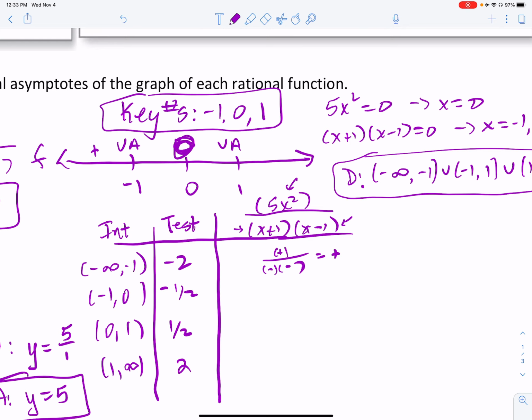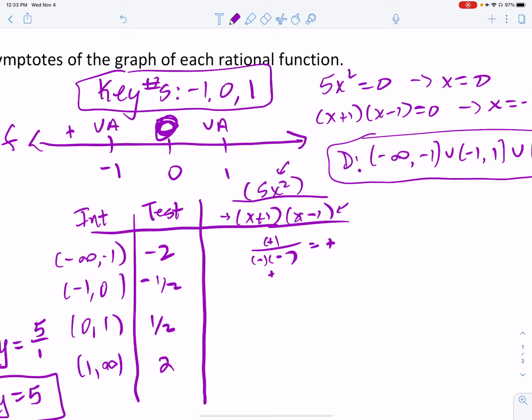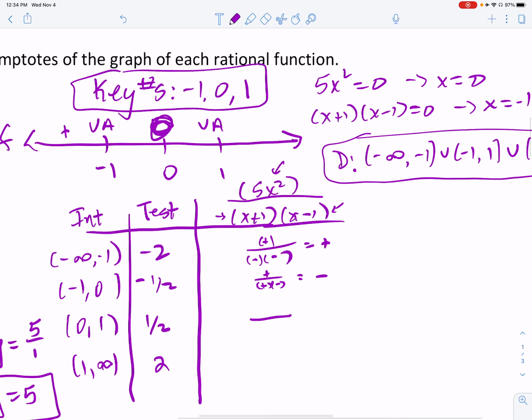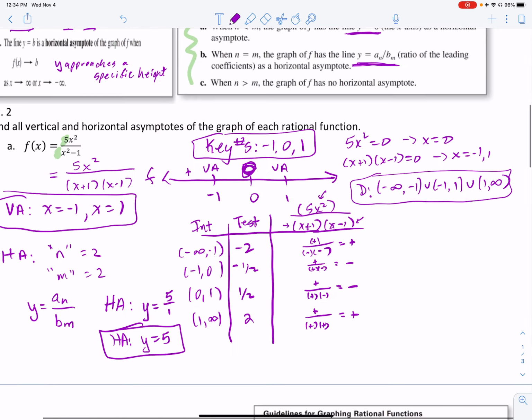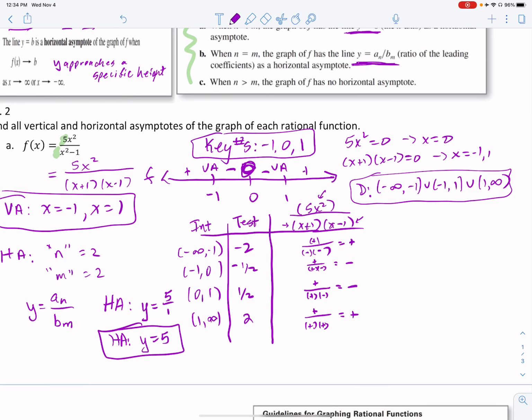And -1/2, if I plug that in, I get a positive over a negative, and this function's negative there. And if I plug in a +1/2, it's positive in the numerator, positive for the first quantity, and still negative for the second. So that's going to be negative there. And then if I plug in 2, I get a positive in the numerator, a positive, and also positive when I put 2 into x minus 1. So this function's positive. So my sign graph goes positive, negative, negative, and then positive.